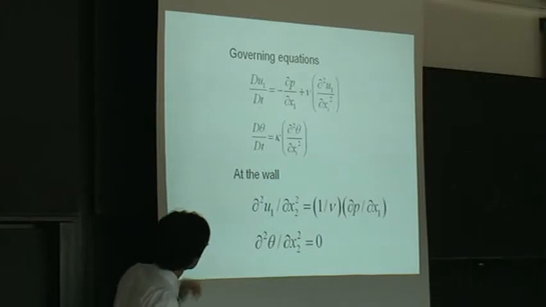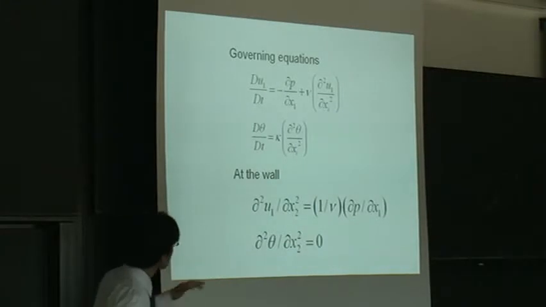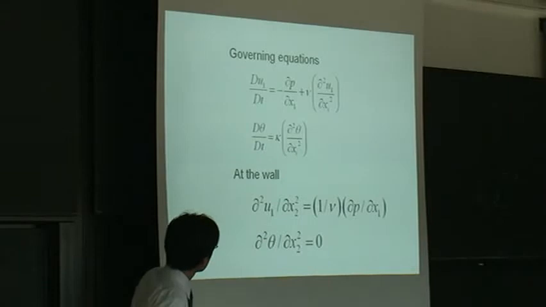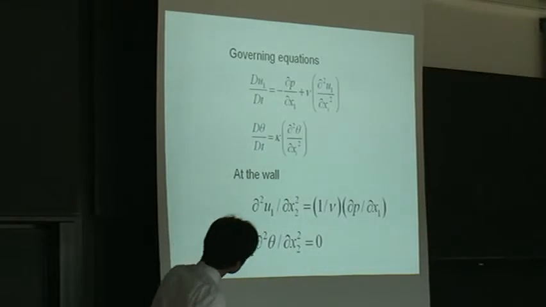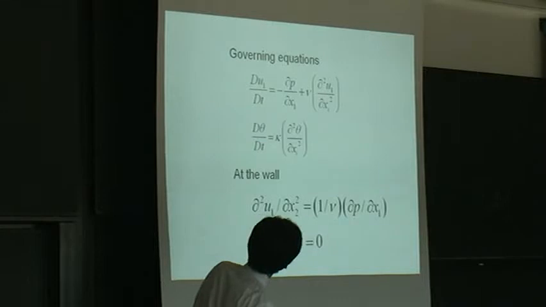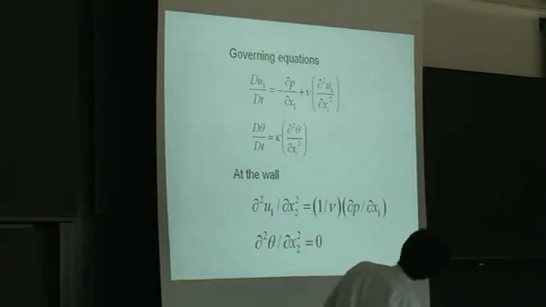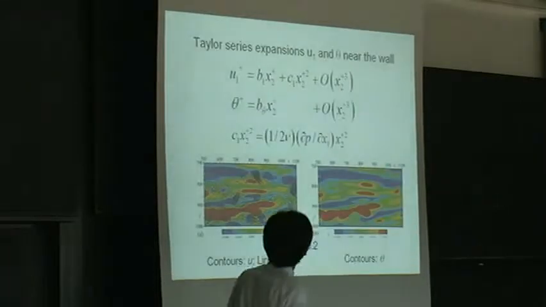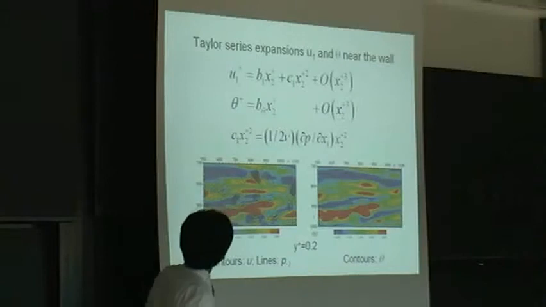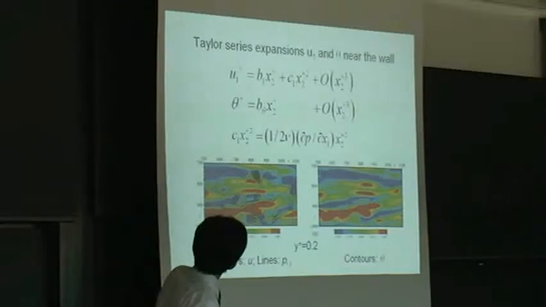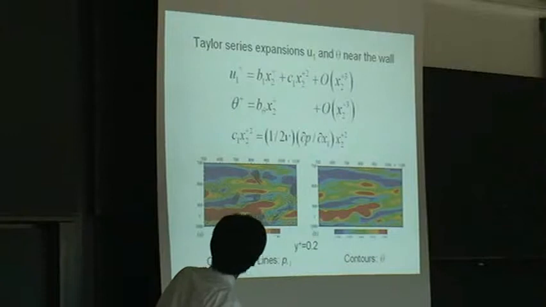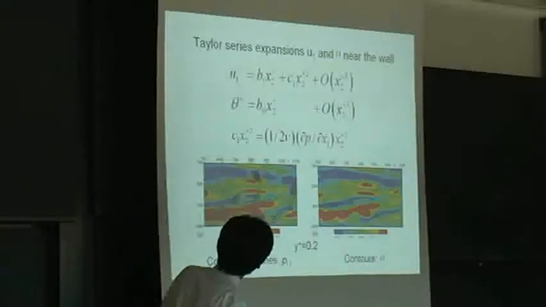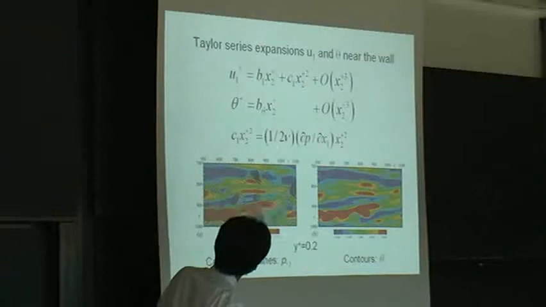So at the wall, we have this relation for the second derivatives. So this is associated with the pressure gradient term. Here we look at the Taylor series expansion of these two quantities near the wall. There is also a difference between these two quantities, such as this second term. This second term is associated with the pressure gradient term.